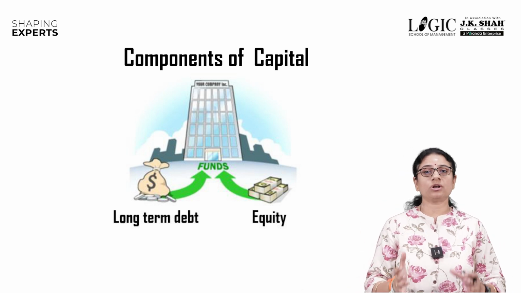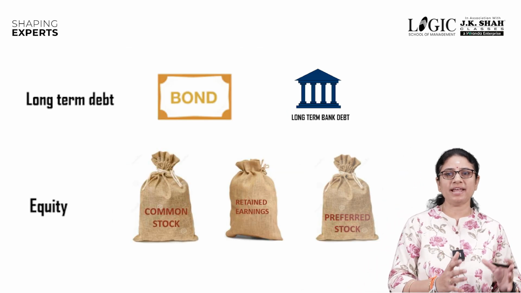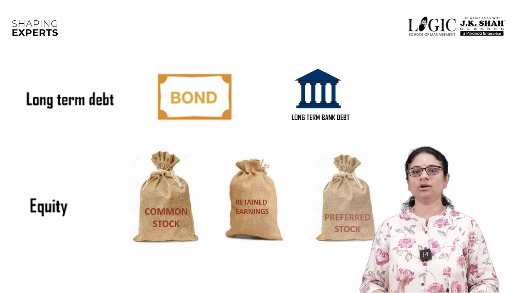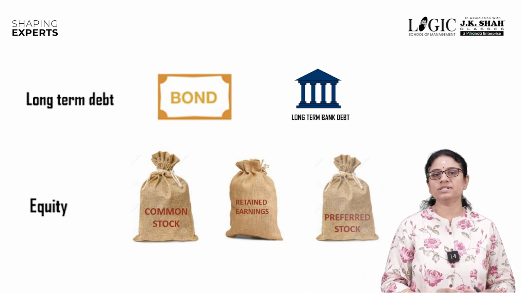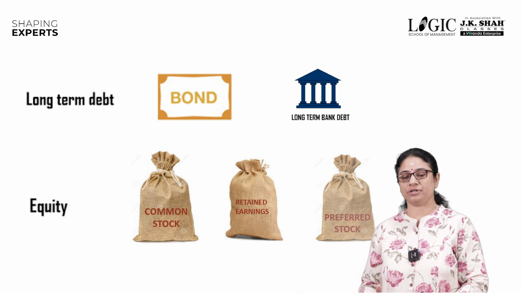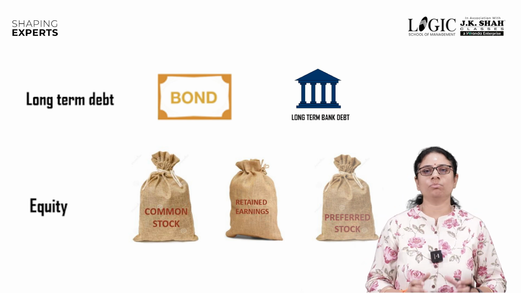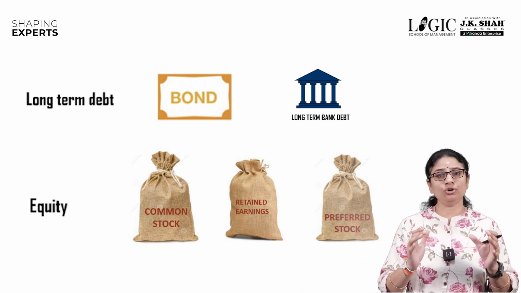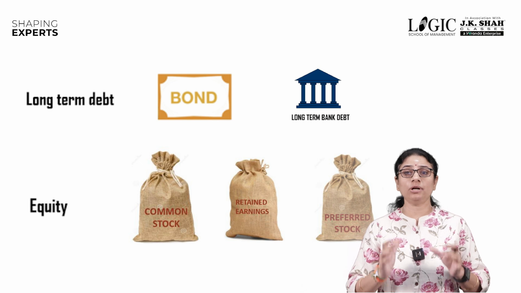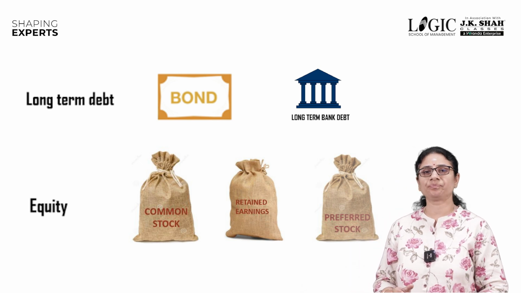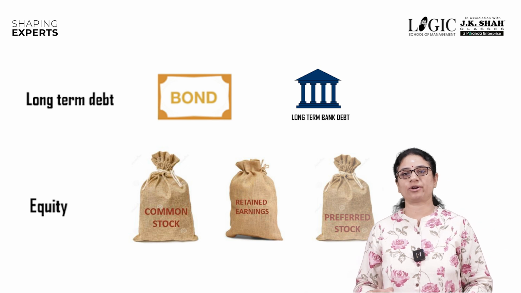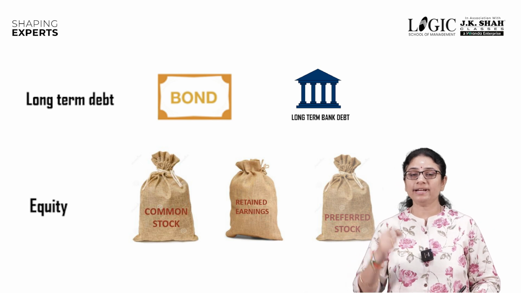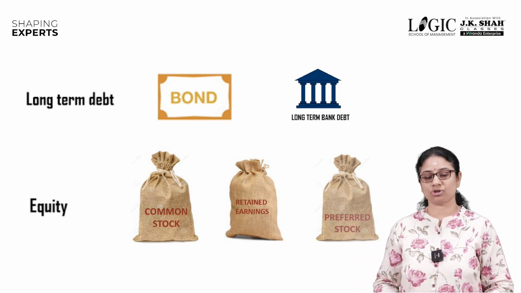Now you may ask, what is long-term debt? So the long-term debt may be bonds outstanding or long-term bank debt. Equity includes common stock and preferred stock. Now talking about common stock, it includes not only outstanding common stock but also the retained earnings, because the company's retained earnings belong to the common shareholders, and that is why we include retained earnings along with common stock.